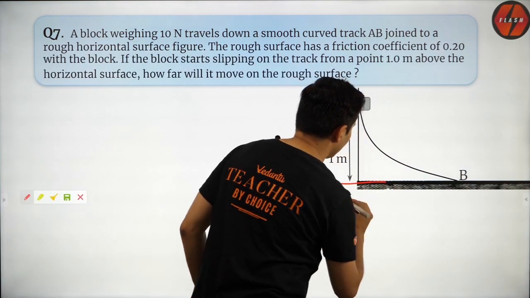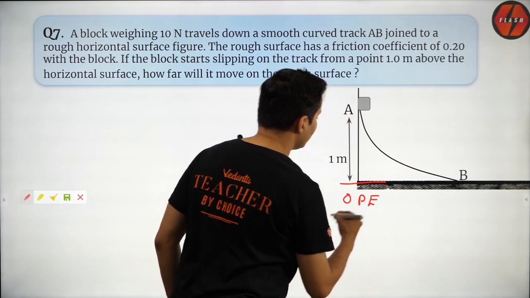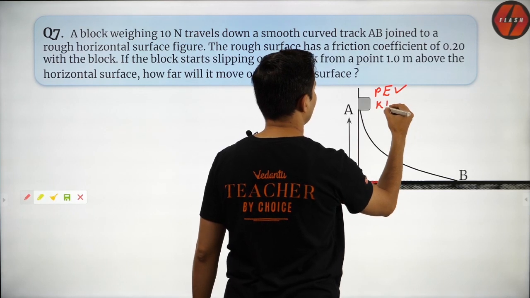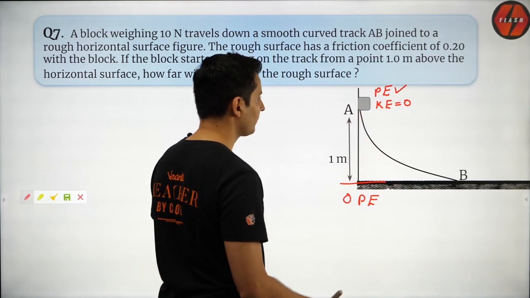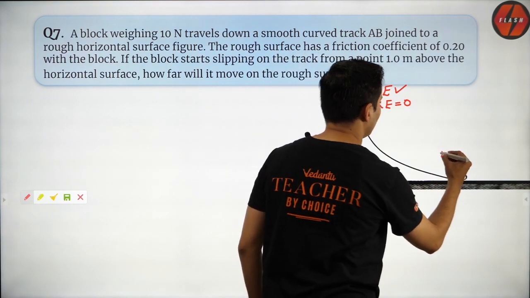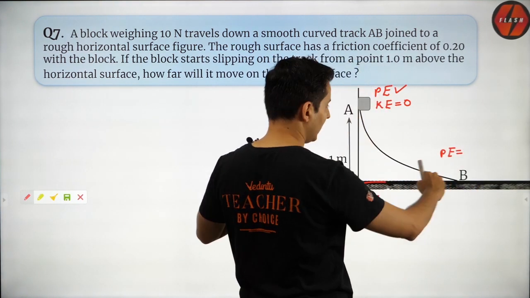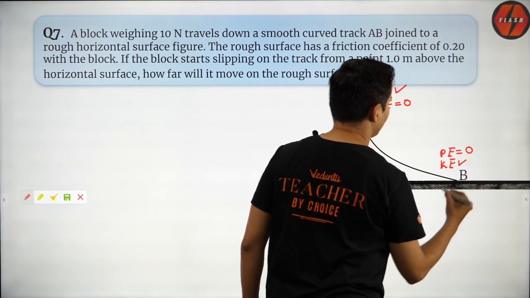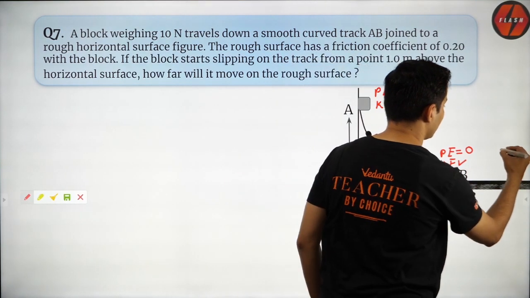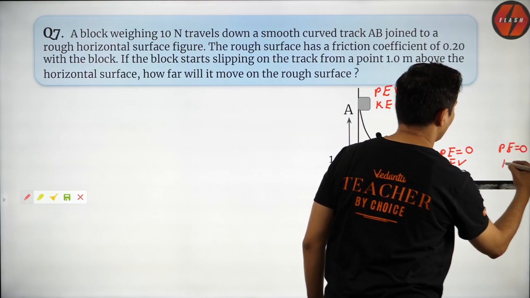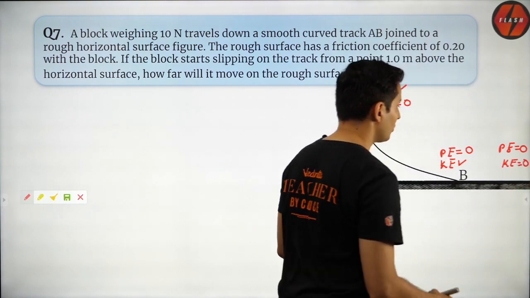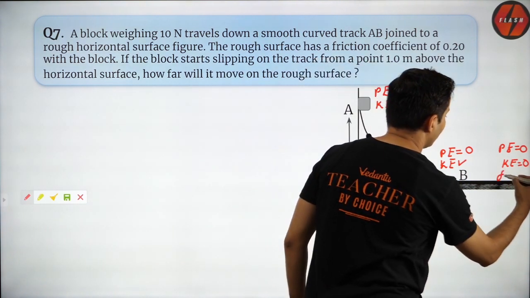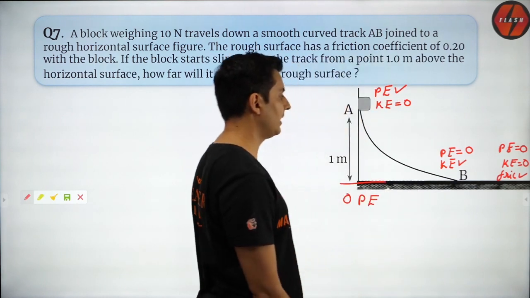If I take this line to be zero potential energy, obviously this block has some potential energy. Kinetic energy is 0 over here. When it comes down over here, the potential energy, because this line is assumed to be 0, it's 0, but kinetic energy is there. Eventually it stops. The potential energy becomes 0, even the kinetic energy becomes 0. So the obvious question is, where did this go? Obviously it has gone against friction. So friction has taken away that energy.